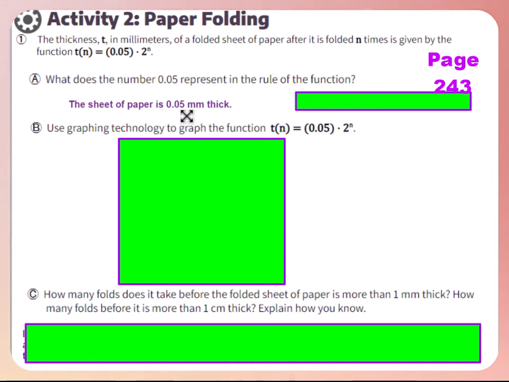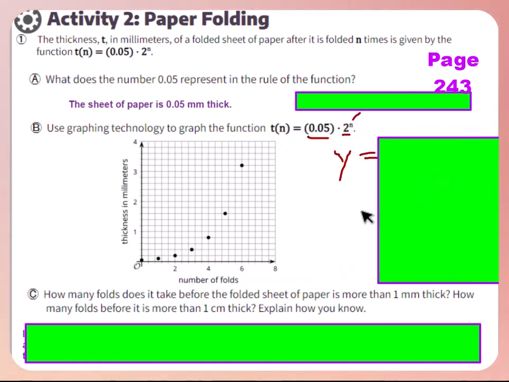The sheet of paper is 0.05 millimeters thick. Now use graphing technology, use Desmos, put this in your calculator. You can substitute y for T of n, or you can put T of n equals 0.05 times 2 to the n, if you're using function notation, or you can also write it as y equals 0.05 times 2 to the x. This is what it should look like. It's going to be an exponential curve.